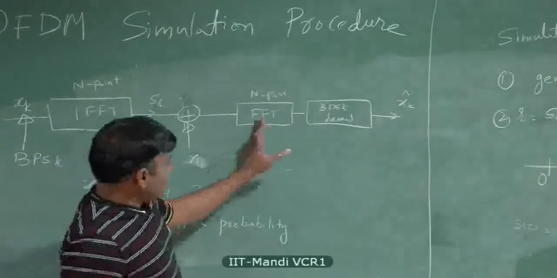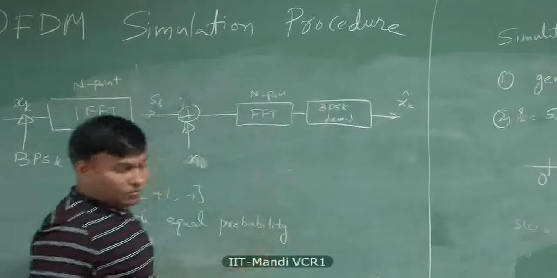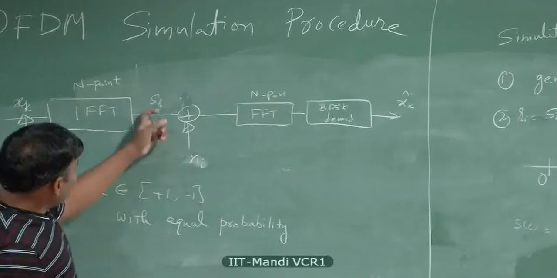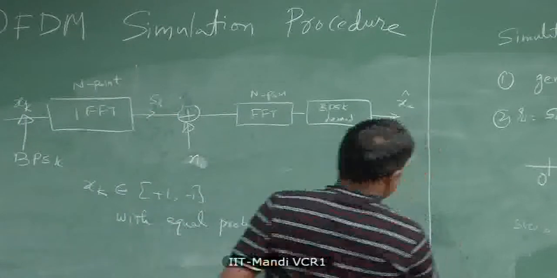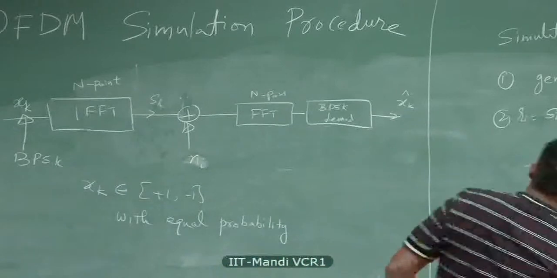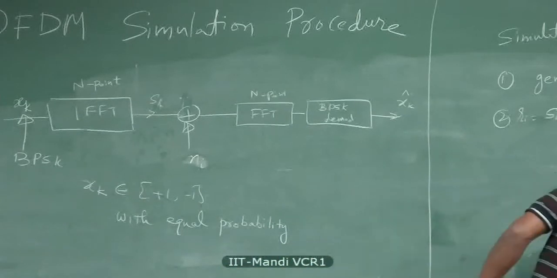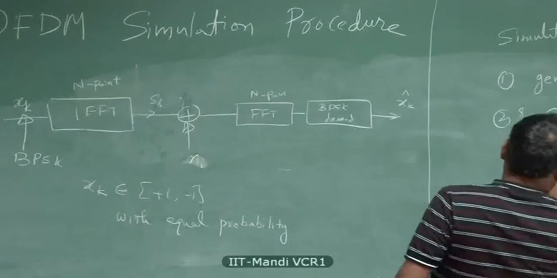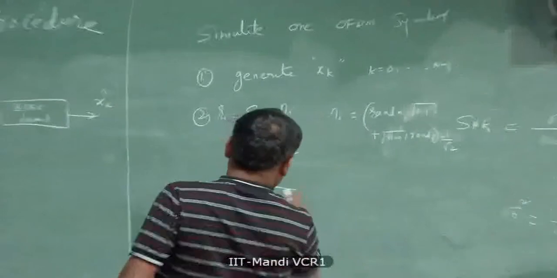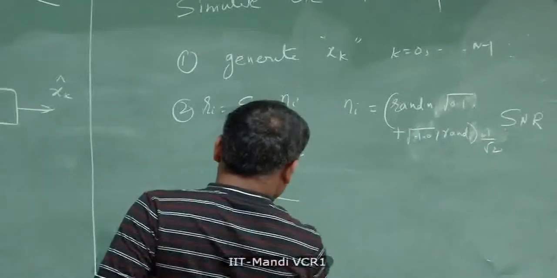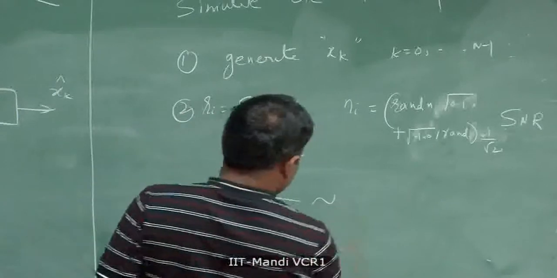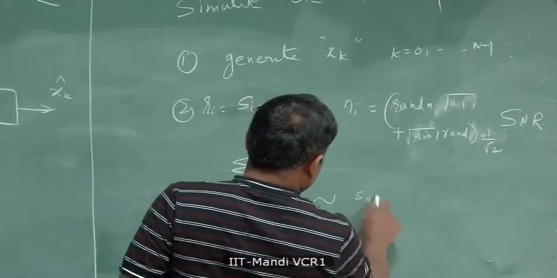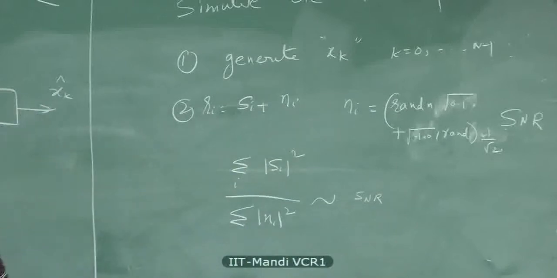Okay, then you usually go through the FFT. So one way to measure the signal to noise ratio here is you calculate the total power contained in S of I. So you can calculate the ratio, which should be close to the SNR prescribed.